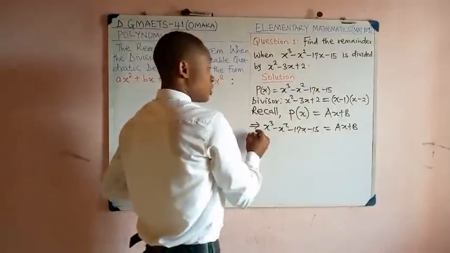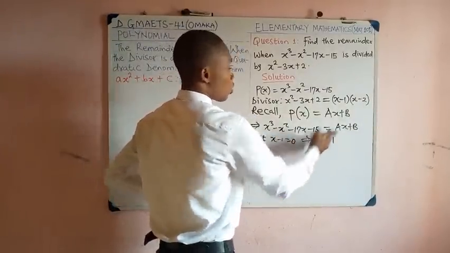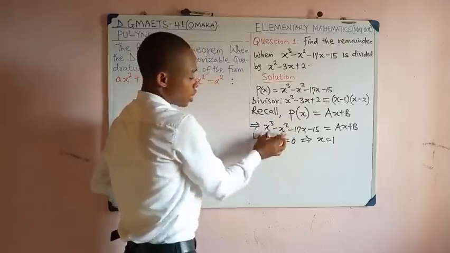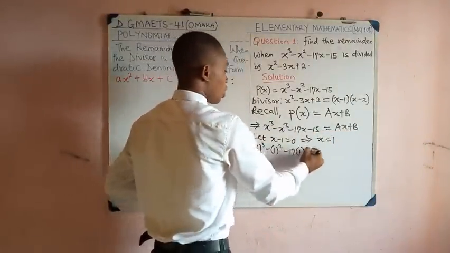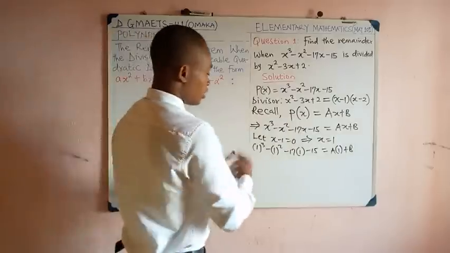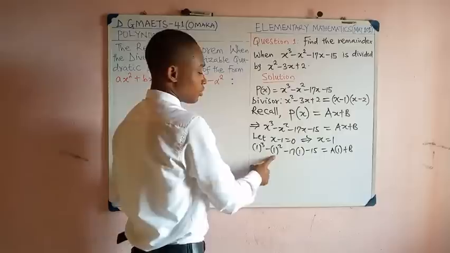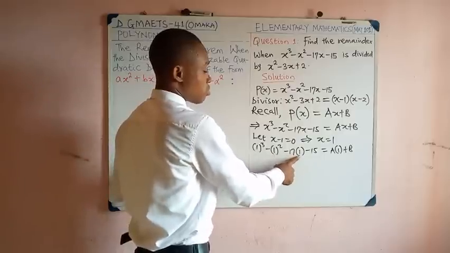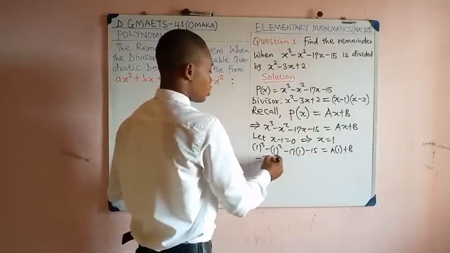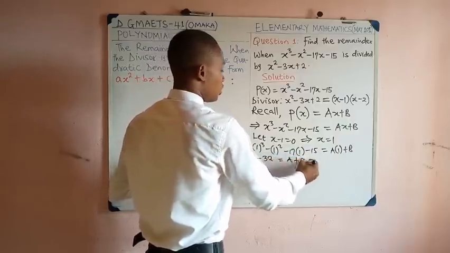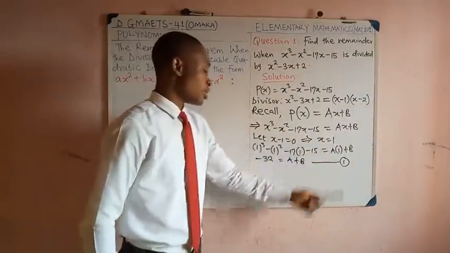Alright, now let me write, let x minus 1 equal to 0, it implies that x will be equal to 1 from here. So I will come to this equation and then fix in 1. Okay, now this will produce 1. This bracket 1 squared is 1, 1 minus 1 is 0. This is minus 17 if you multiply it. This is minus 15, minus 17 minus 15 will give us minus 32 equal to a plus b. This becomes our equation what? 1. A plus b, 1 times a is a.